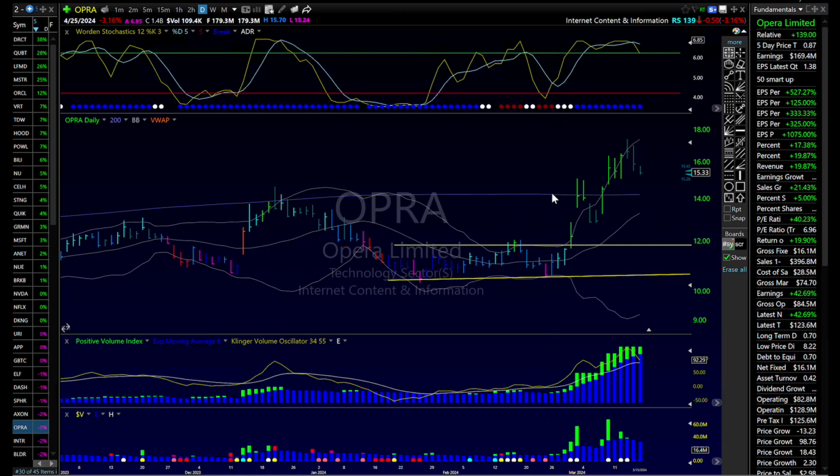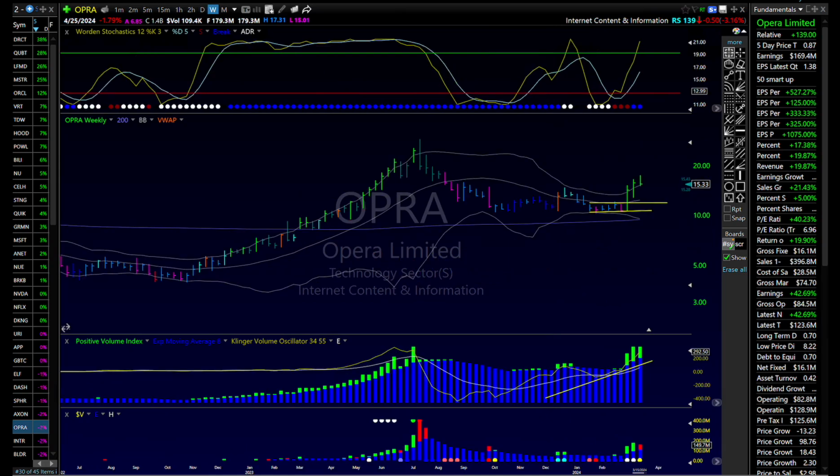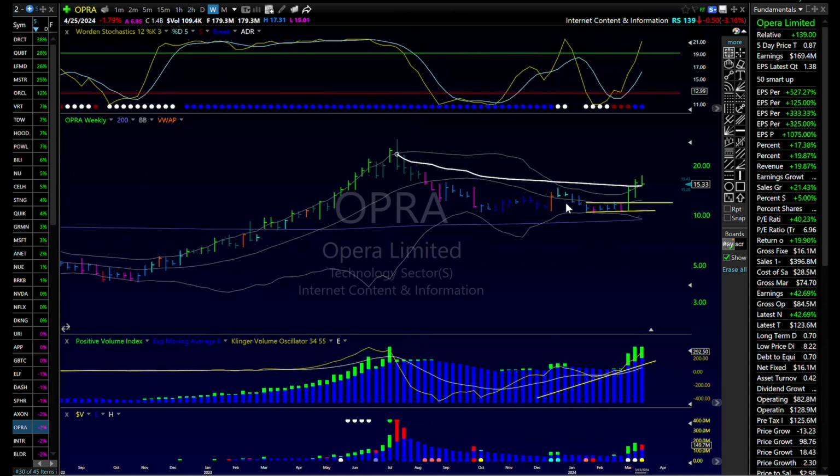The fundamentals are there. And then you had an anchor VWAP right up here. But that's how you can get in earlier on a move like that.